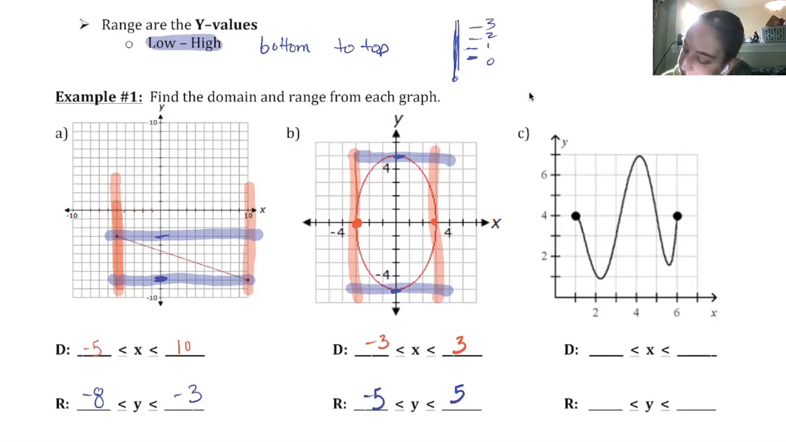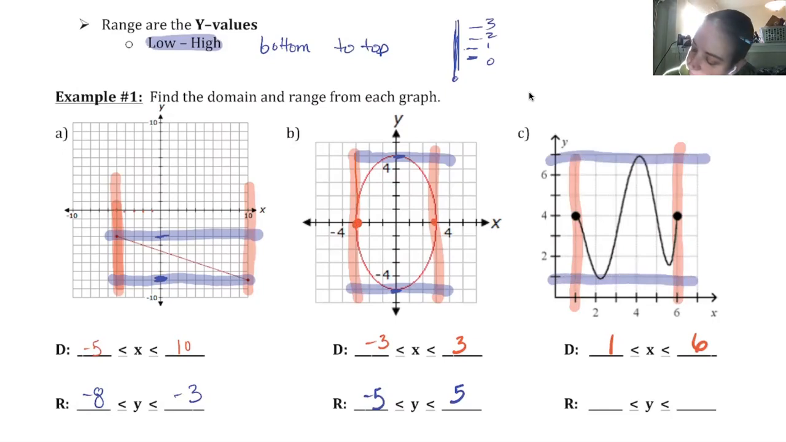So my domain on letter C goes all the way left and all the way right. That goes between 1 and 6. My range, bottom to top. The bottom, as low as it goes, is right here. And as high as it goes is up here. So 1 to 7. There we go, domain and range.